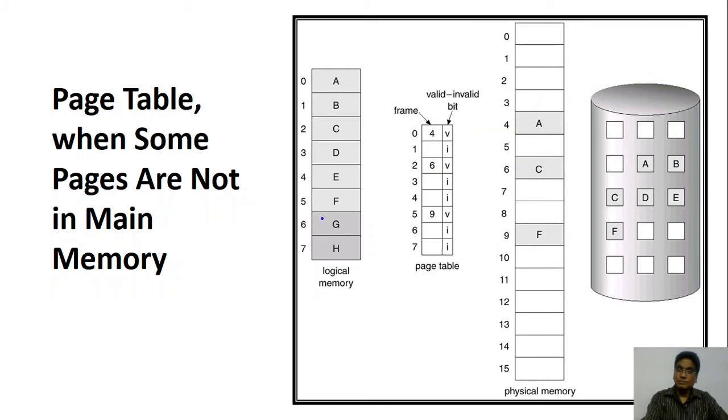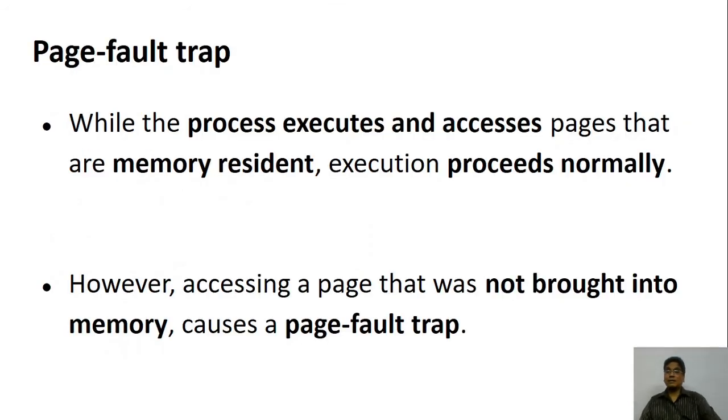What about 5 here? You go here to 5. Where is it? It is in 9. So in the physical memory, the frame is 9. Is it valid? Yes, it is valid. So you go and read the content. If it is there, you read it. If it's not there, you get it and then read it.